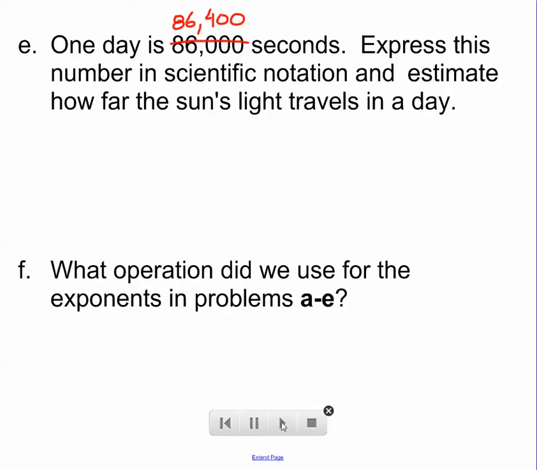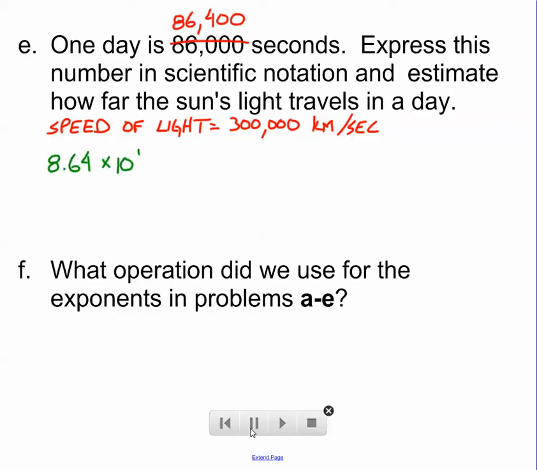First of all, there's a necessary piece of information you need to know here, that the speed of light is 300,000 kilometers per second. That's a very necessary piece of information. Next, we're going to write 86,400 in scientific notation. That's 8.64 times 10 to the 4th.